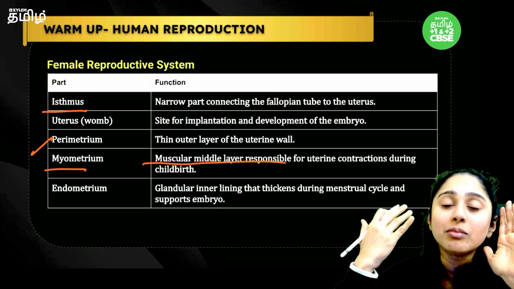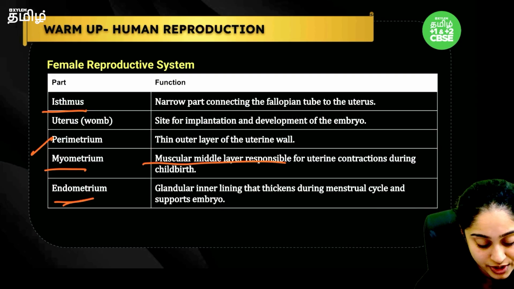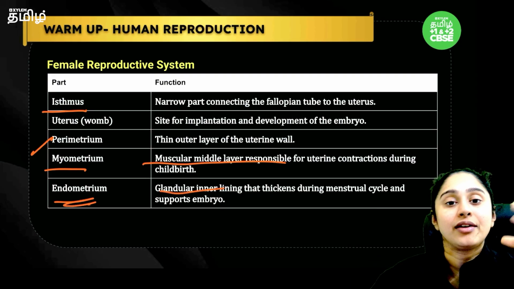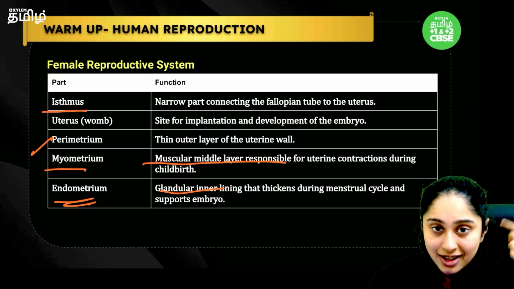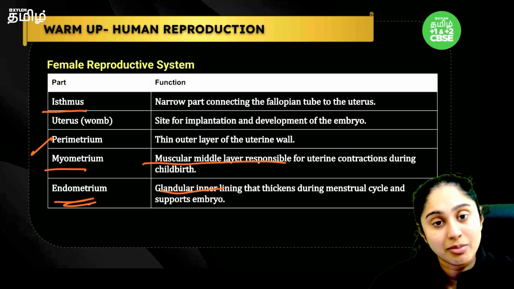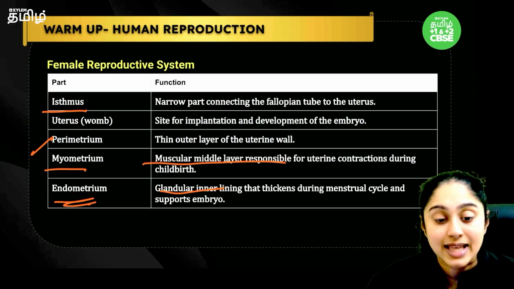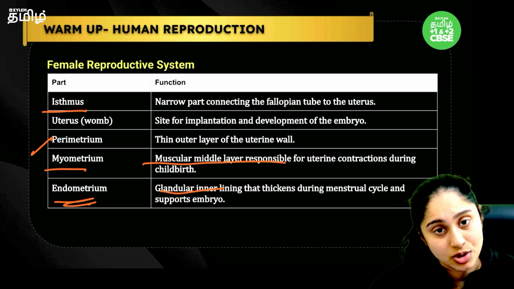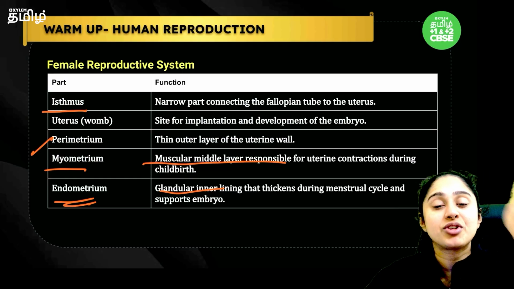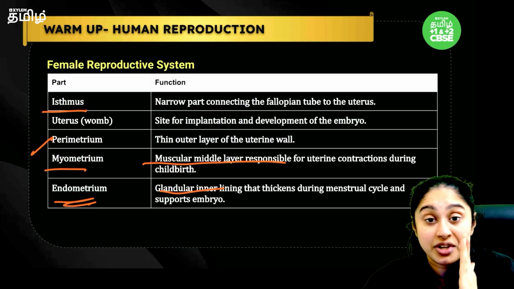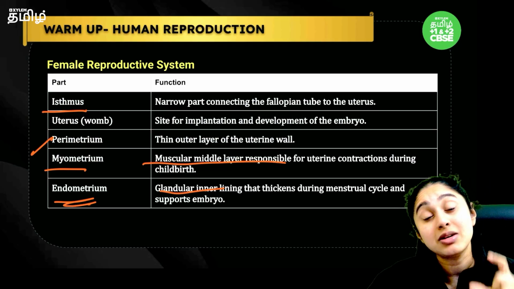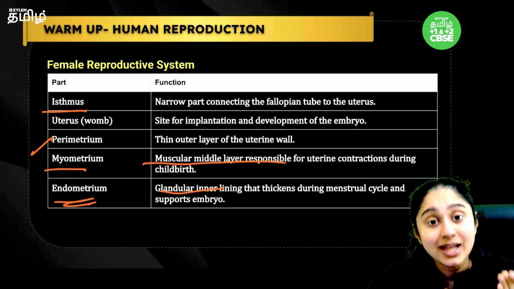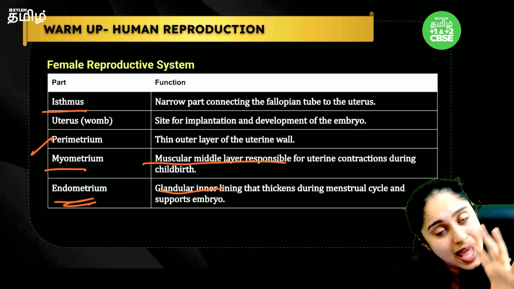Okay, and the innermost layer is the endometrium. This is the glandular layer, and this is what will thicken and degenerate in every cycle and undergo cyclic changes in the body, which we call the menstrual cycle. Okay, and this is the main layer that will support the embryo during its development. So perimetrium, myometrium and the endometrium. Remember that the endometrium is the most important layer where changes are happening, implantation is happening, supporting of the embryo is happening, everything is happening.